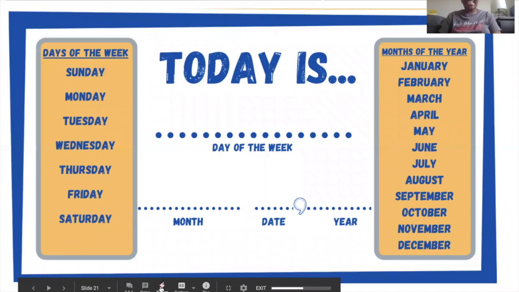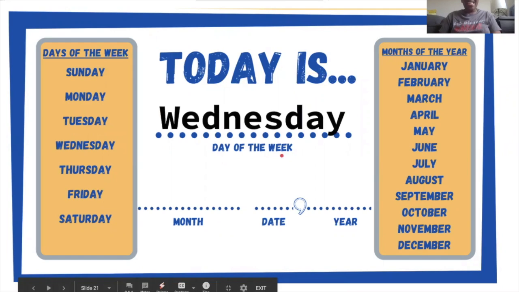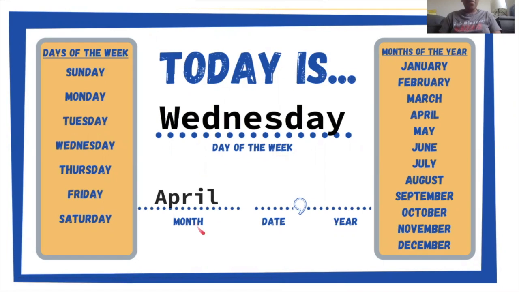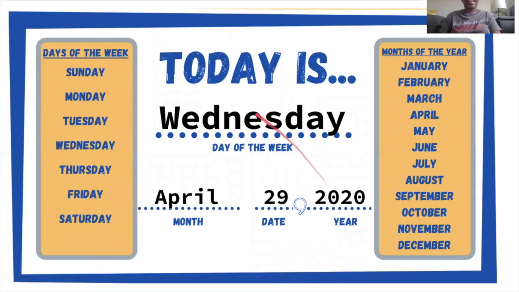Let's review the date together. I'll go first and then you repeat after me. Today is Wednesday, April 29th, 2020. Remember, when we say the date, we always start with the day of the week, then we say the month, the number date, and then the year. Your turn. Today is Wednesday, April 29th, 2020. Great job, everyone.